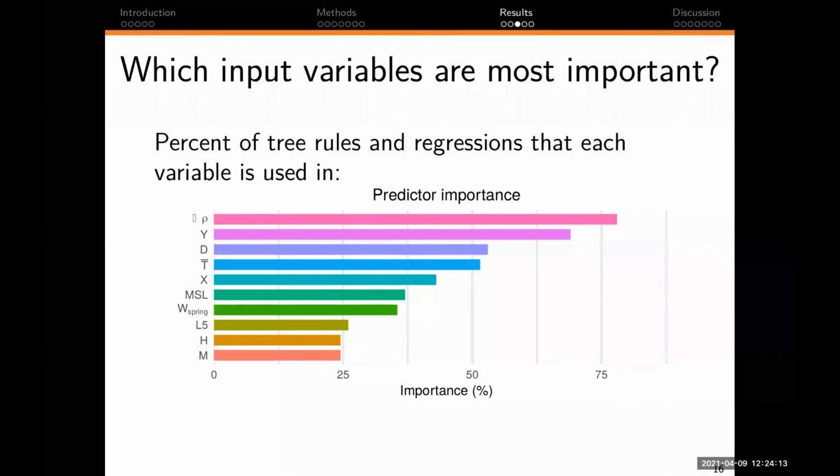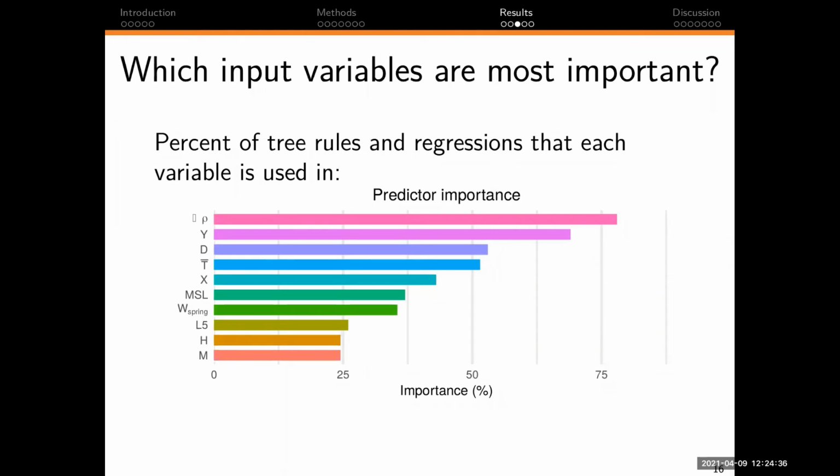So since we have reasonably skillful predictions with this model, next I'll look at which of the input variables to the model are the most important. One metric for this is to look at the percent of the rules and the regressions in the model tree that each variable was used in. So if you remember the model tree, we split that data based on different criteria and fit regression models to those different subsets of the data.